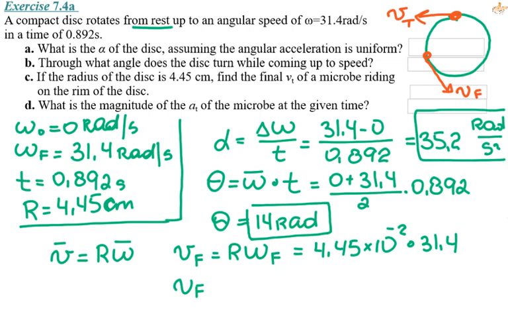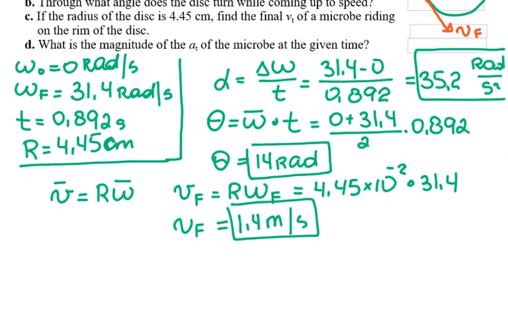So if I plug in the numbers and do my calculations, then I will find that tangential velocity is equal to 1.4 meters per second, or tangential final velocity is 1.4 meters per second. And the next question, they ask you, what is the tangential acceleration of this microbe? So I can find tangential acceleration by using angular acceleration.